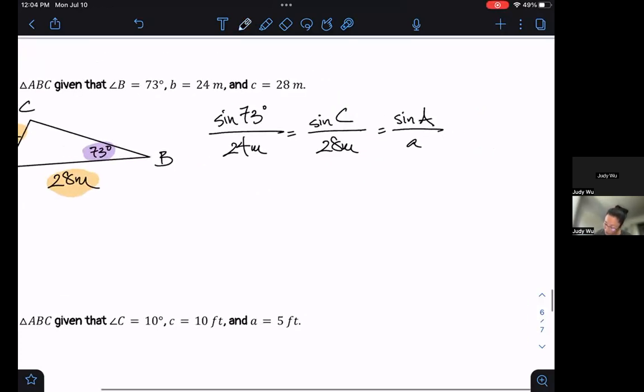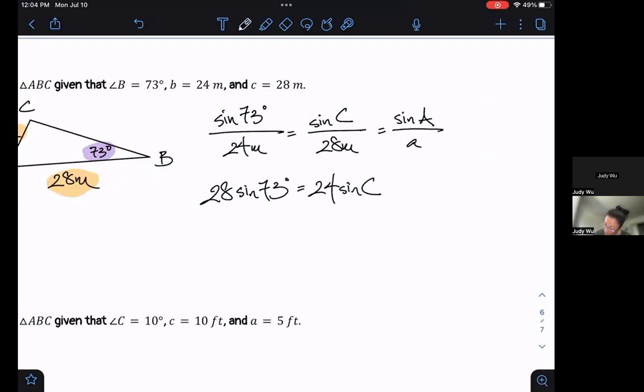So let's go ahead and cross multiply. 28 sine 73 equals 24 sine C. And I get sine C equals 28 sine 73 over 24. Now, I know I've been telling you, please don't just inverse sine this, but actually find what this decimal is. And here's why, all right? So sine C, when I type this in, I end up with 1.116, okay?